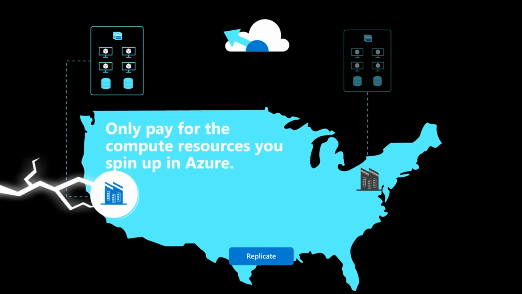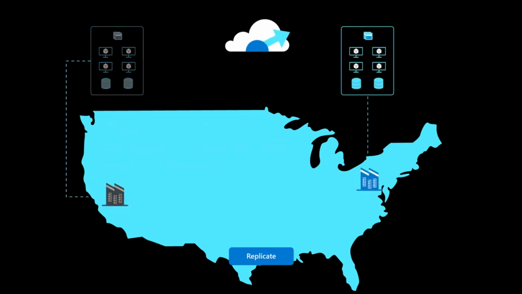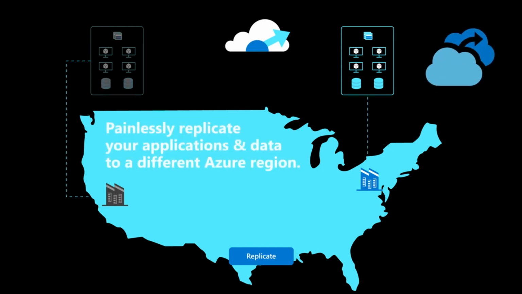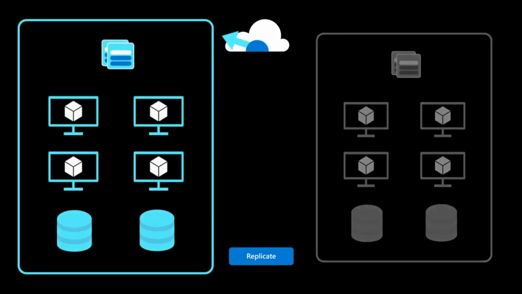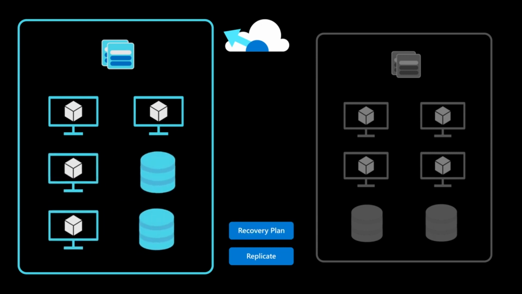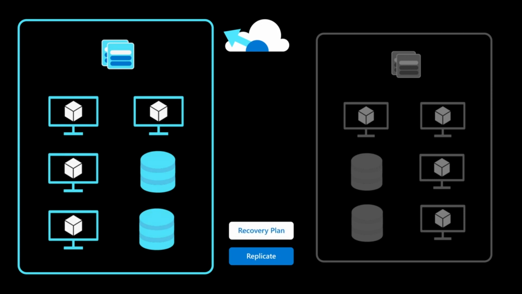Only pay for the compute resources you spin up in Azure in the event of a DR drill or a real disaster. With Azure Site Recovery, you can painlessly replicate your applications and data to a different Azure region, all from the Azure portal. You can also arrange the right failover sequence for your complex applications, such as SAP and SharePoint, with a single click using recovery plans.